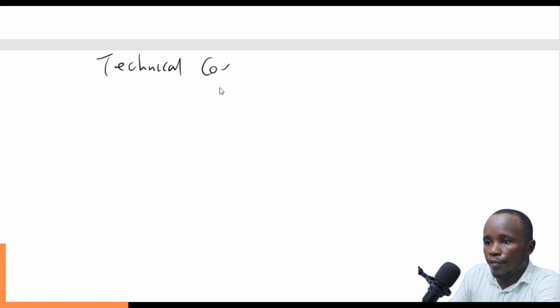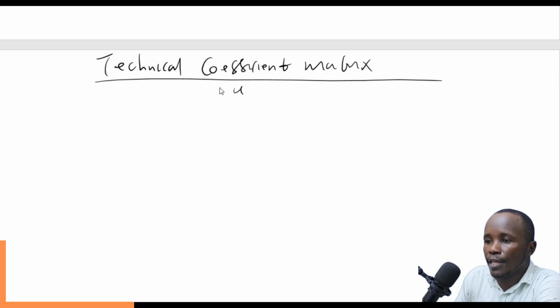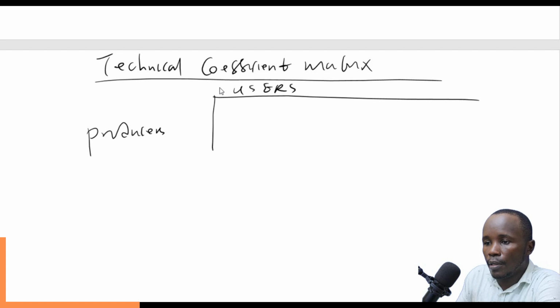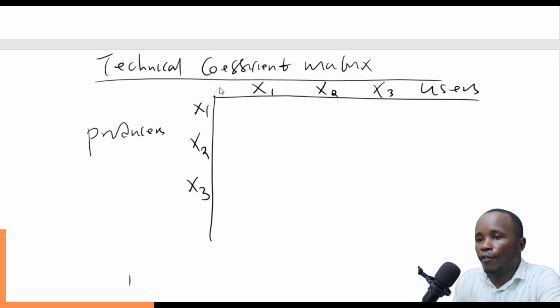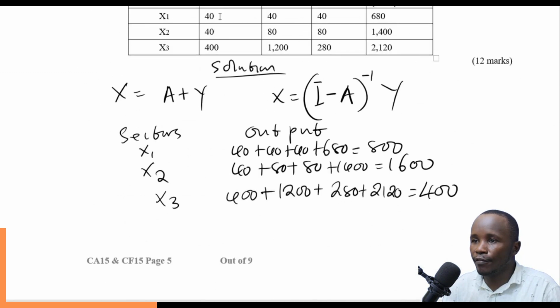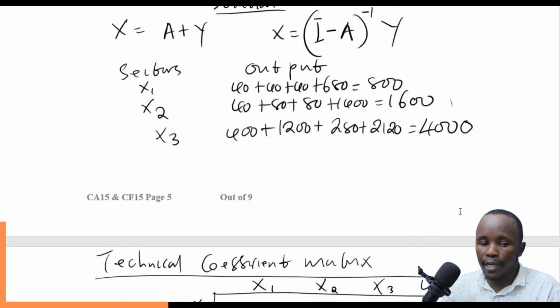Technical coefficient matrix. Here we shall have the users on this side, and here we shall have producers. Then we get X1, X2, and X3. And on this side, we also have X1, X2, and X3. These are users. Now, for you to get this, I take 40 divided by 800. The first column, you divide by 800. The second column, you divide by 1,600. The third column, you divide by 4,000.